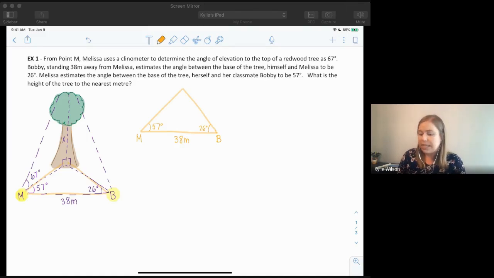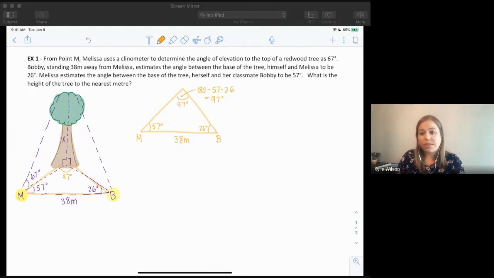Because I have 2 out of 3 angles, I always want to find that third angle here. So to do that, I'm just going to do 180 minus 57 minus 26. That will give me an angle of 97 degrees. So in here is 97 degrees like this. And I'm also going to add these into my other diagram here just so I can keep track.